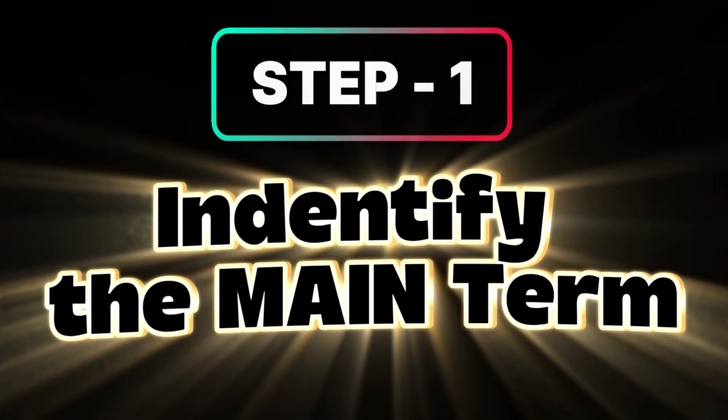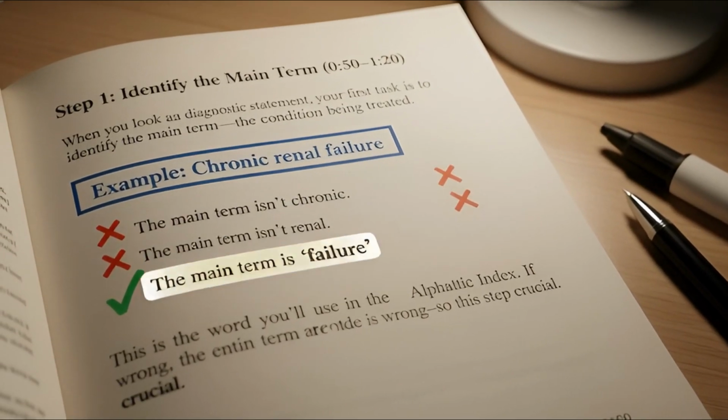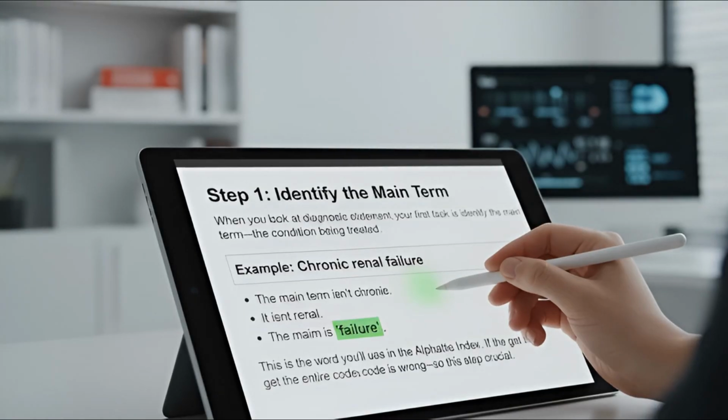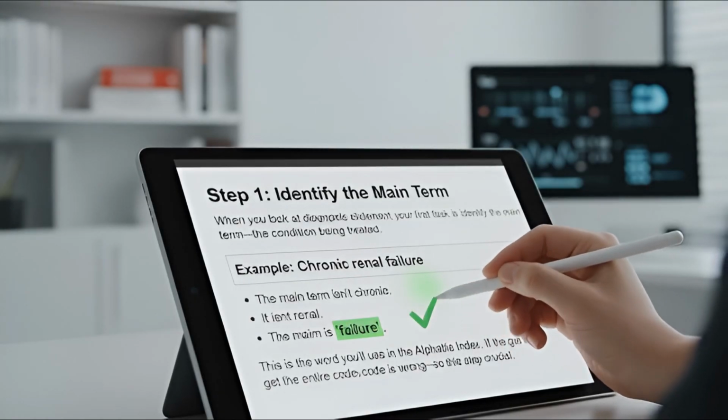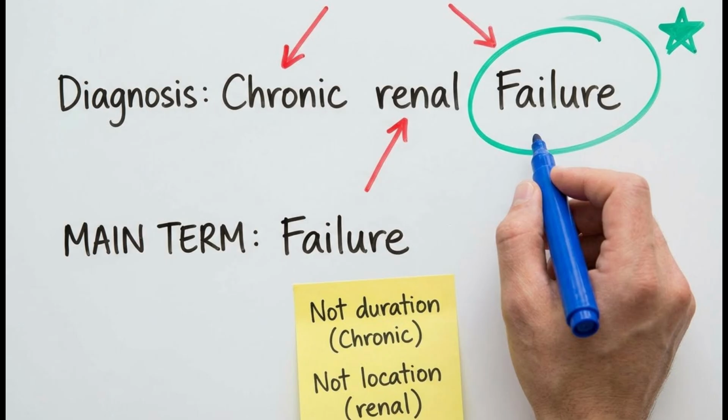Identify the main term. All right, step 1, and trust me, this is the foundation of accurate ICD-10 coding. Whenever you look at a diagnostic statement, your very first job is to figure out the main term, not the adjectives, not the body part, but the actual condition being treated. Let's look at an example. Diagnosis: chronic renal failure. Now here's where new coders often get confused.